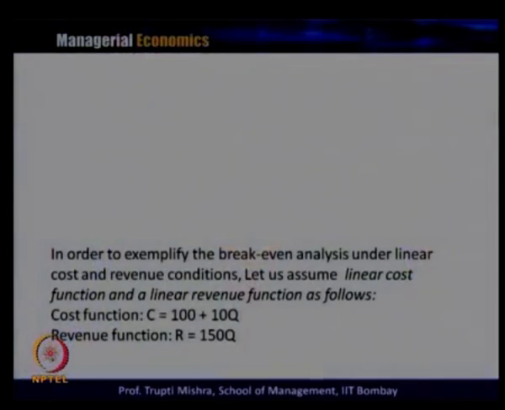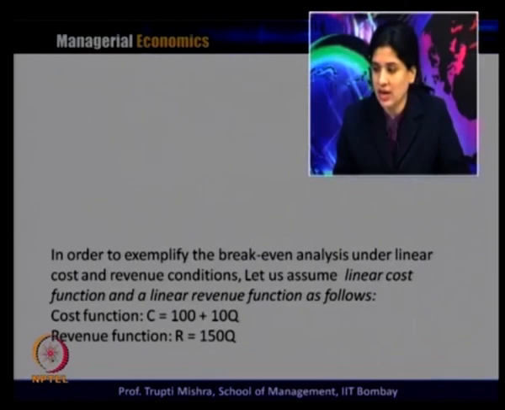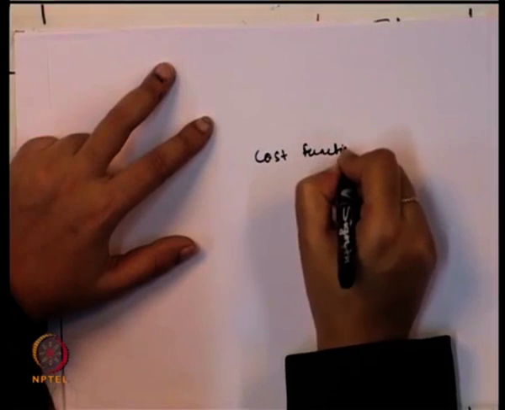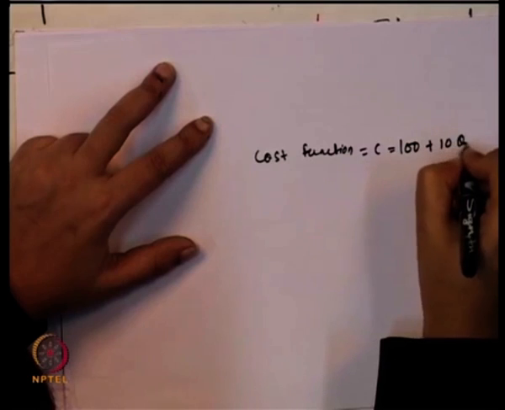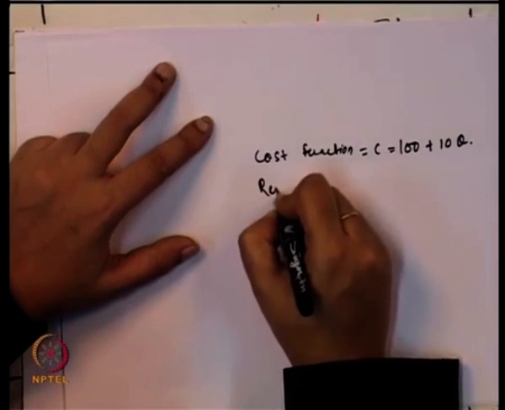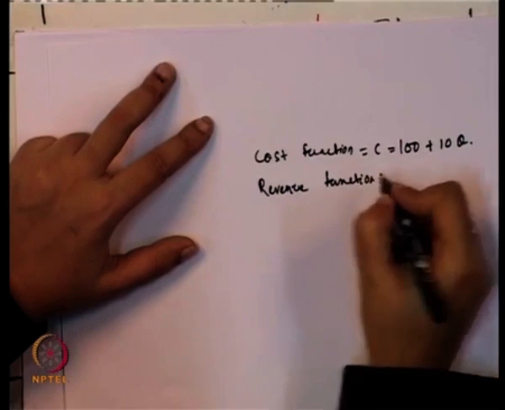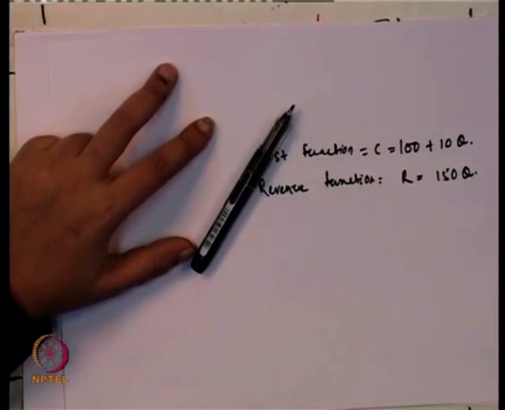To understand this break-even analysis more, we will take an example of a numerical function to understand how cost and profit are related. We will take a linear cost and linear revenue, and let us assume that the cost function is C = 100 + 10Q, and the revenue function is R = 150Q.